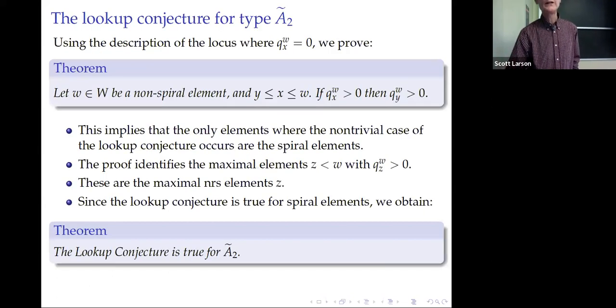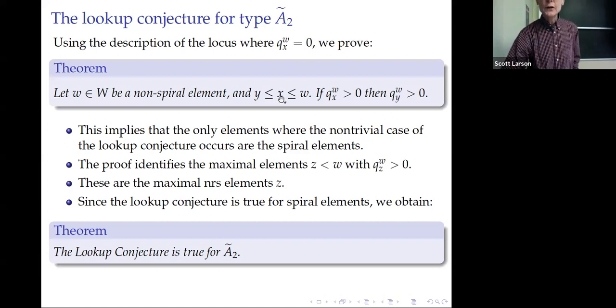So then using the description of this locus where Q is equal to 0, we prove that if W is a non-spiral element, then the following holds. So suppose you start off with a given X. What we expect is that as Y is less than X, we expect the singularity to get worse. And so what we think is that if QWX is positive, ideally QWY would be positive too. It's the failure of this to always happen that leads to the complications with this Carrell-Peterson criterion.